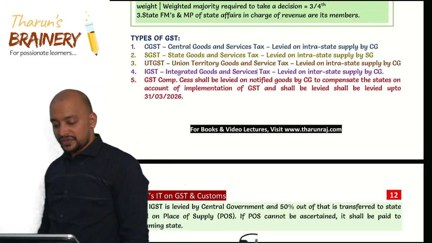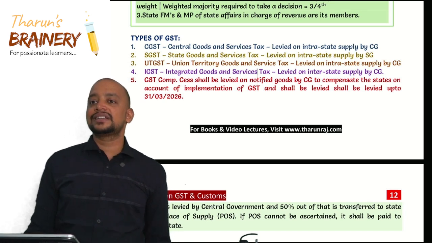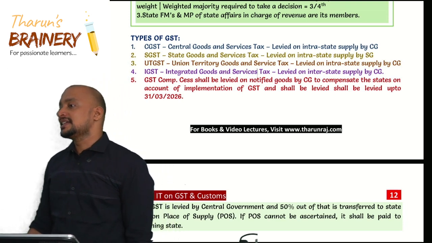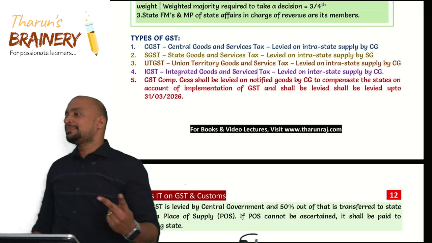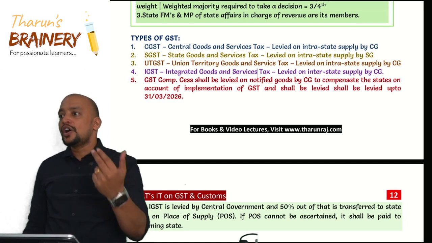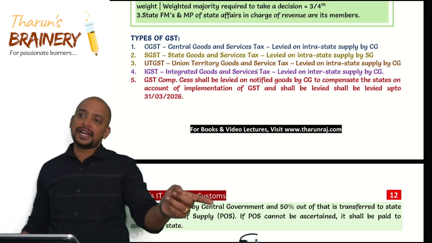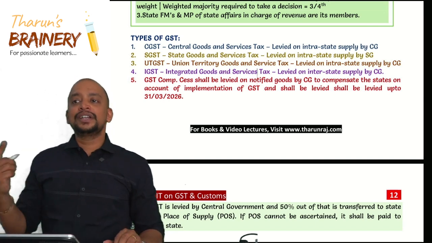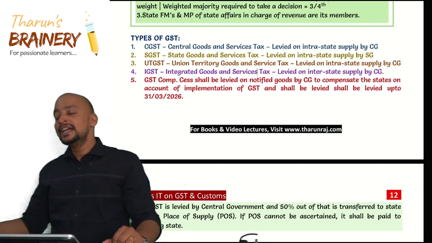And what are the types of GSTs that we have? Total 5 GSTs we have. CGST, full form of CGST, Central Goods and Services Tax, levied by central government on intrastate supply. What is an intrastate supply? There are 2 factors, location of supplier and the place of supply. If these 2 are in the same state or same union territory, it is known as intrastate supply. If the location of supplier and place of supply is in 2 different states or 2 different union territories or a state and a union territory, then it will be known as interstate supply.